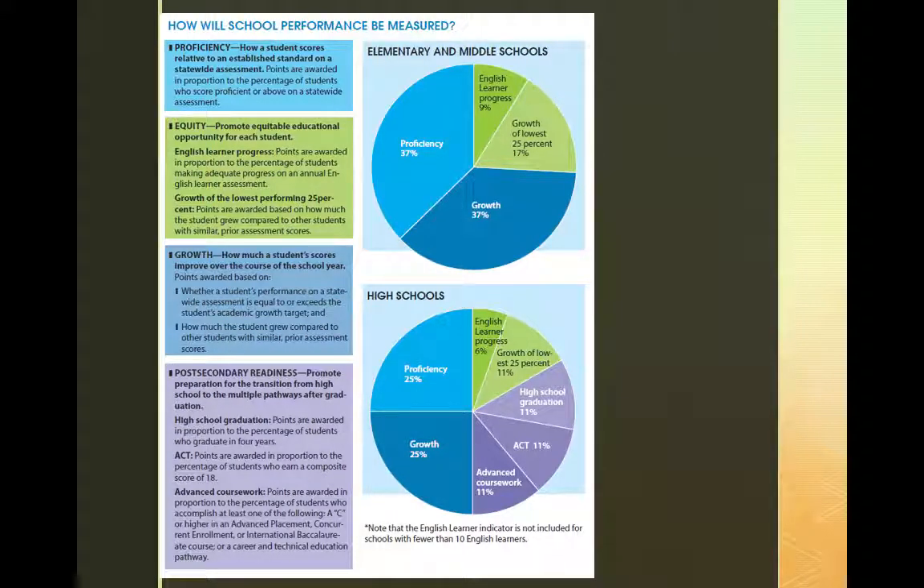As an overview, let's talk about how school performance will be measured for upcoming years. In the past, our model used to be based on growth and proficiency. So for elementary and middle schools, you'll see how that model has changed: 37% for growth, 37% proficiency, and you can see how our English language learners and the growth of our lowest 25% factors into our grade now and into school performance.